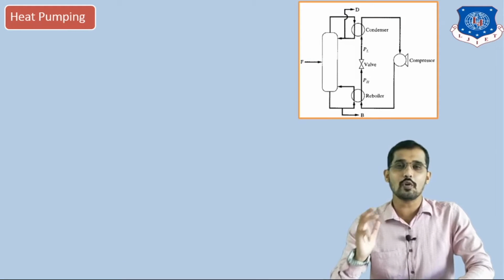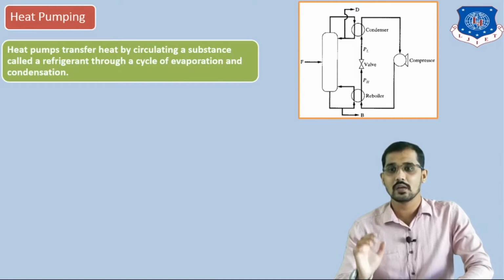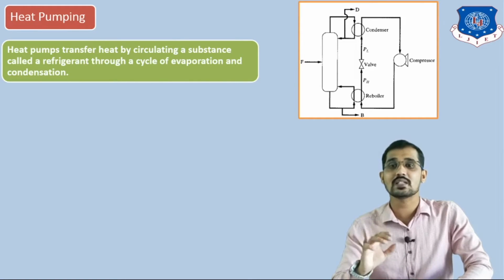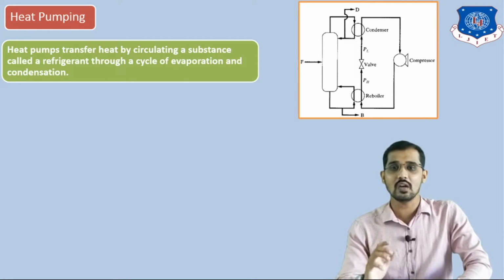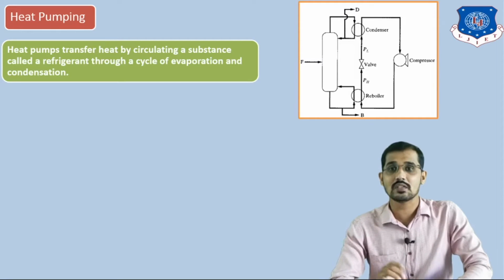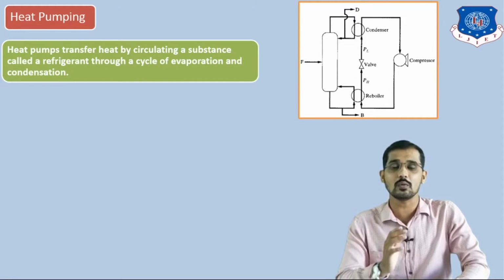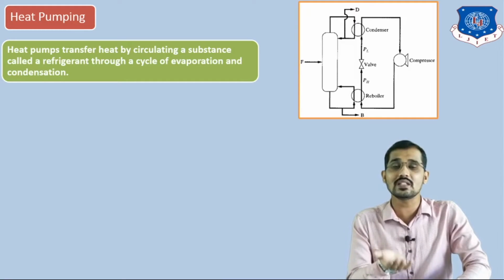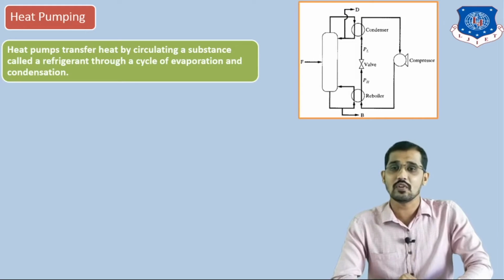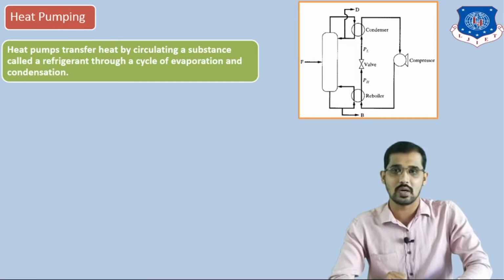Now we will see some important points of heat pumping. So you can see the first point on the screen. According to the first point, heat pumps transfer heat by circulating a substance. That substance is nothing but refrigerant, through a cycle of evaporation and condensation. Means evaporation of the refrigerant is taking place in the reboiler. After that, the evaporated part of the refrigerant we transfer to the compressor, where it is compressed to high pressure, and ultimately we are increasing the temperature of that refrigerant. After that we transfer it to the condenser, where it condenses to the liquid part.